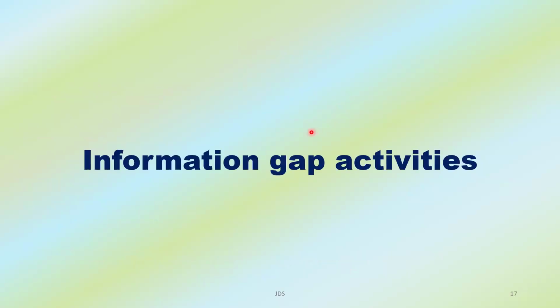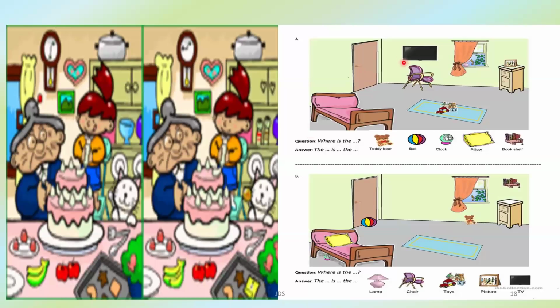Then you have the information activities. Look at the picture on your right-hand side. Now, this one is a bit more crowded and informative. We'll deal with it later. Look at this now. A and B. An information gap activity is usually done as a pair work. It works well when it is done as a pair.